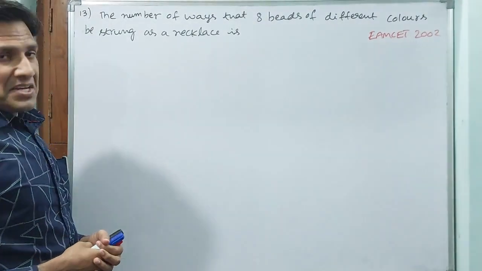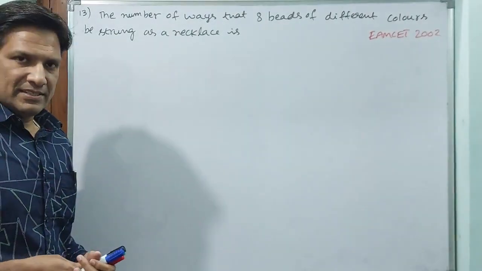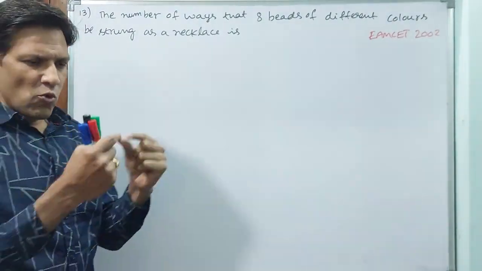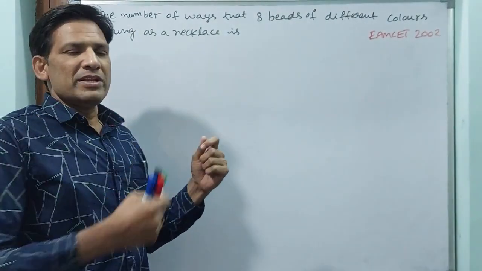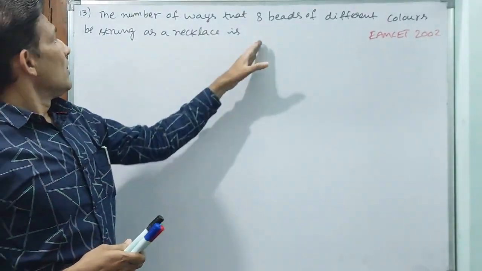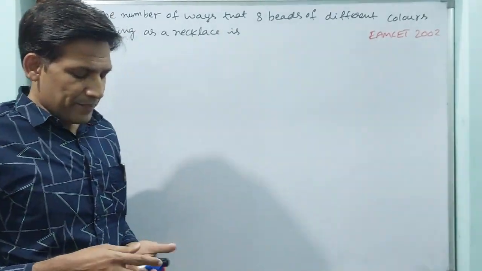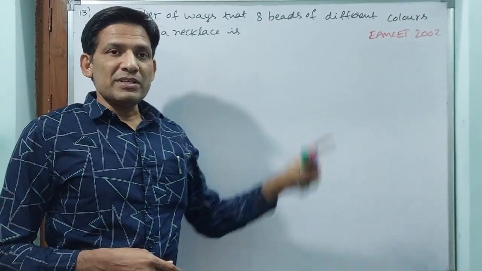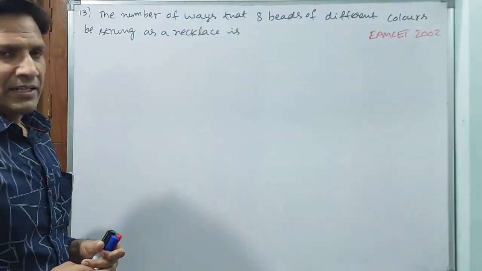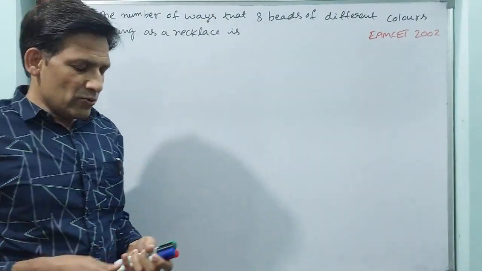The number of ways that 8 beads of different colors can be strung as a necklace is? Here 8 beads are there. Beads means like stones, but the hole will be there, so by applying thread you can bind them. They are using beads for a necklace. 8 beads of different colors means all 8 are different. How many ways can we do it?